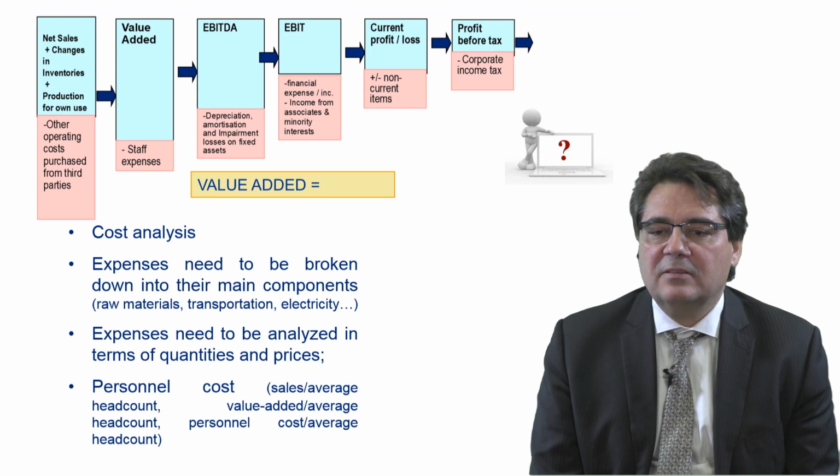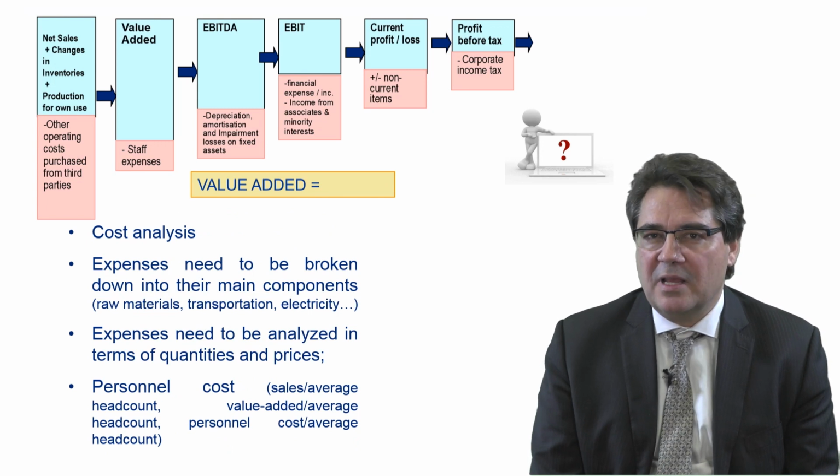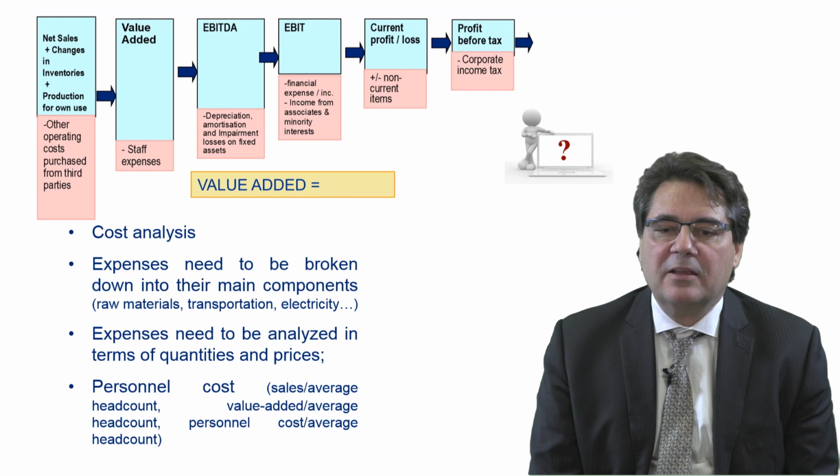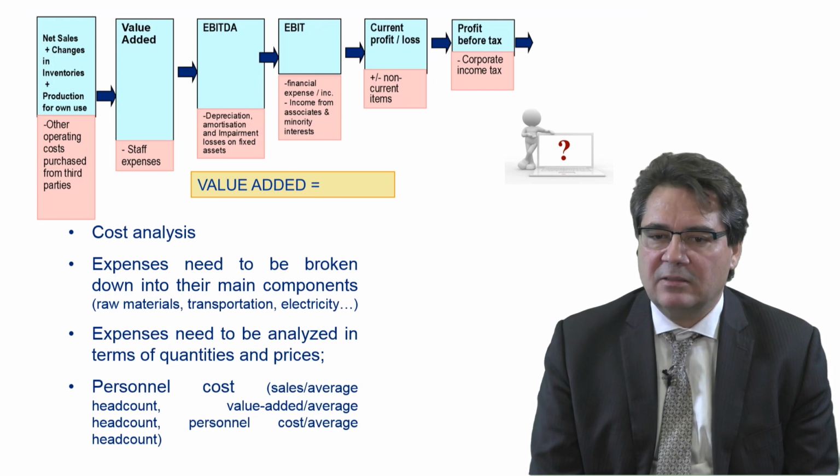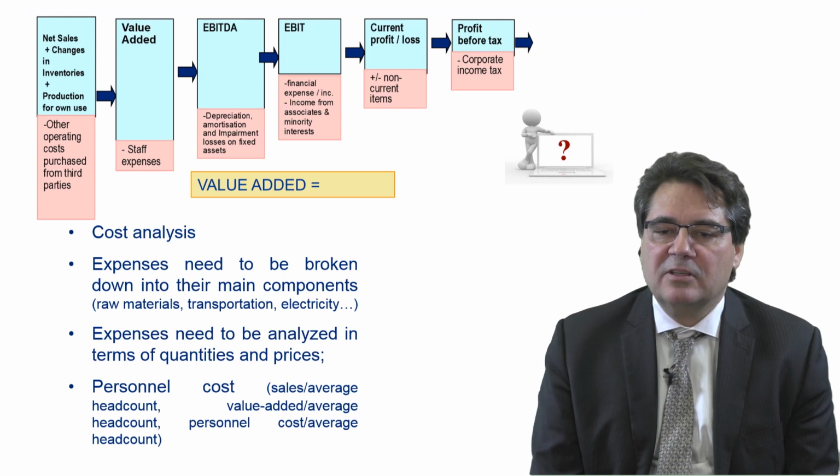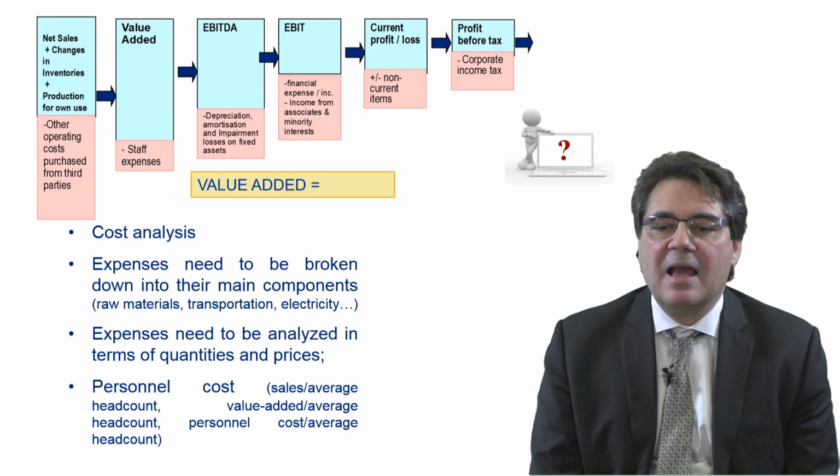When analyzing costs, the following factors are to be assessed. Raw materials used and other external charges, which need to be broken down into their main components. For example, transportation, distribution costs, advertising. And they must be analyzed in terms of volumes and prices. Personnel costs, which can be used to assess the workforce's productivity and the company's grip on costs.